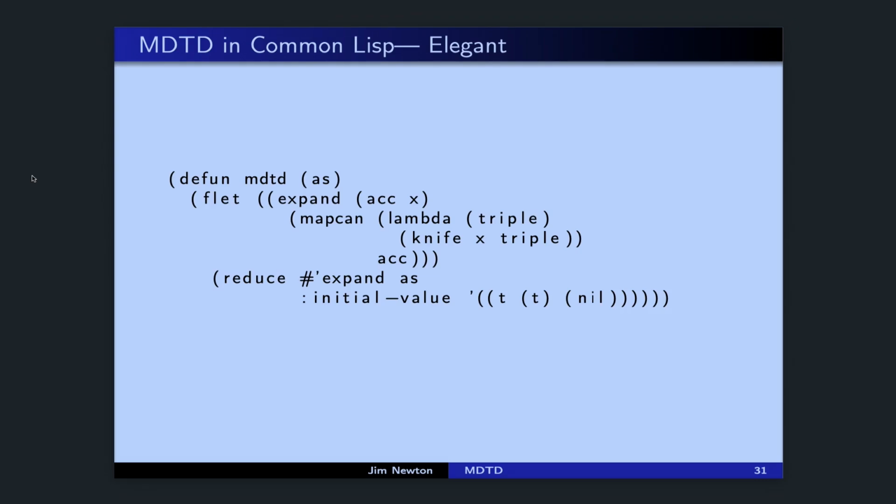So this is what the maximal disjoint type decomposition function looks like in Common Lisp. I claim this is elegant, that we reduce the expand function over the list of given types, and with each expand, we use mapcan to map a curried version of the knife function across the given elements. So the code is very short and compact, and I actually had to translate this code into Clojure, Python, and Scala, and it's very easy to translate, much easier than the graph breaking algorithm is to translate between all those languages.